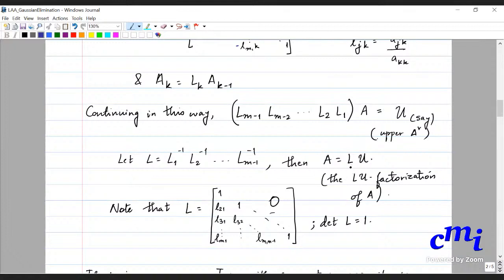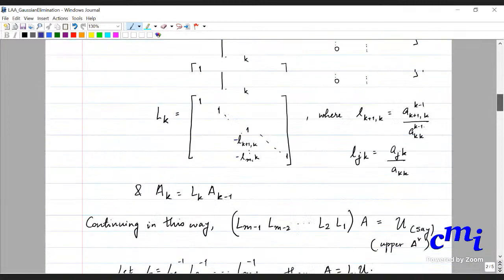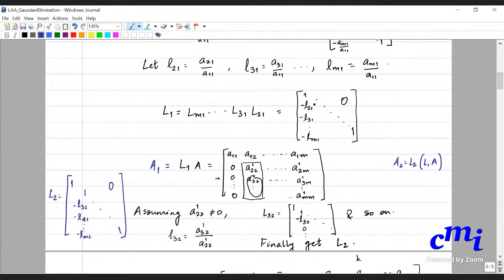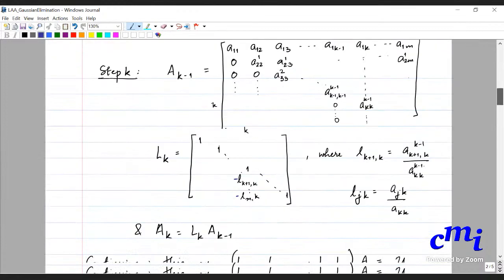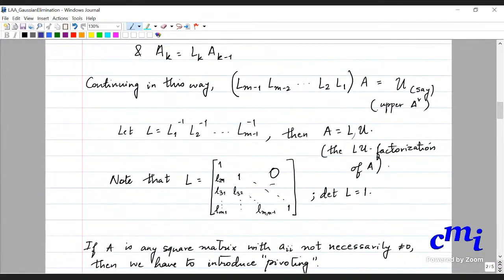Notice that this L, this is also something you should check. What is L1 inverse? What is L2 inverse? What is Lm minus 1 inverse? So remember what L1 was. L1 had these elements, right? So you can check that if you take these elements with a plus sign, that's exactly what is going to be the inverse of L1. So it will turn out in the end that L has this form. This is something you probably should check, that L actually has this form. And it is clear that since you have ones on the diagonal, the determinant of L is 1.